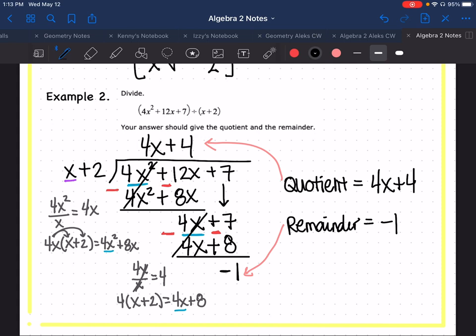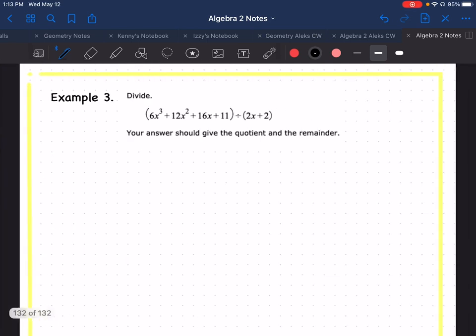Let's try one more, and then we'll be done. All right, so divide, and now we have a polynomial because it has 4 terms divided by a binomial. Once again, I'm going to make my old school division box. I'm going to put the first one inside, which is the polynomial.